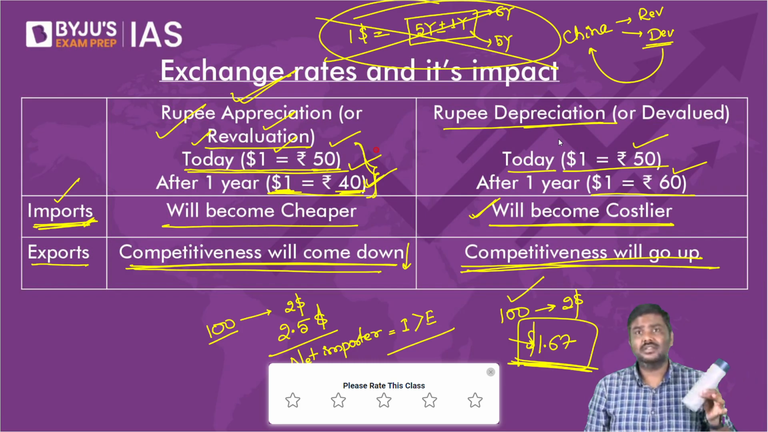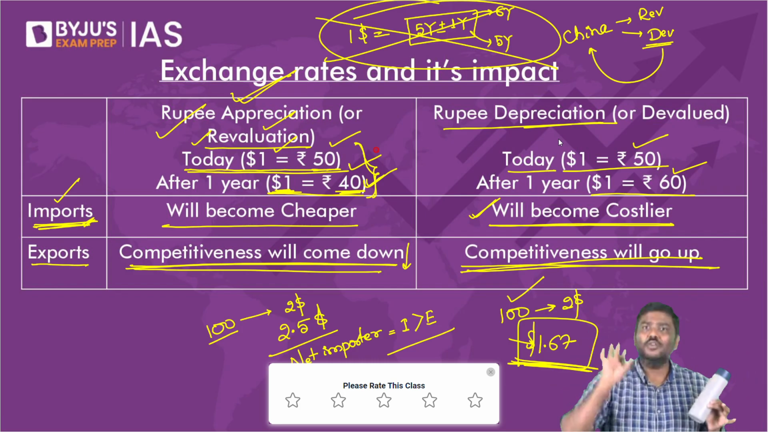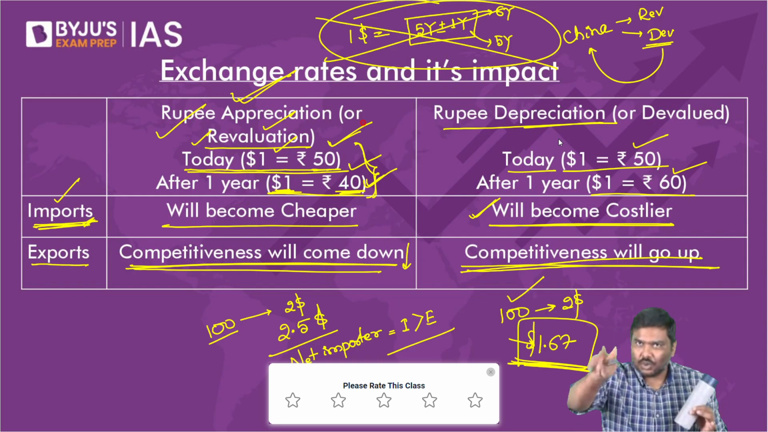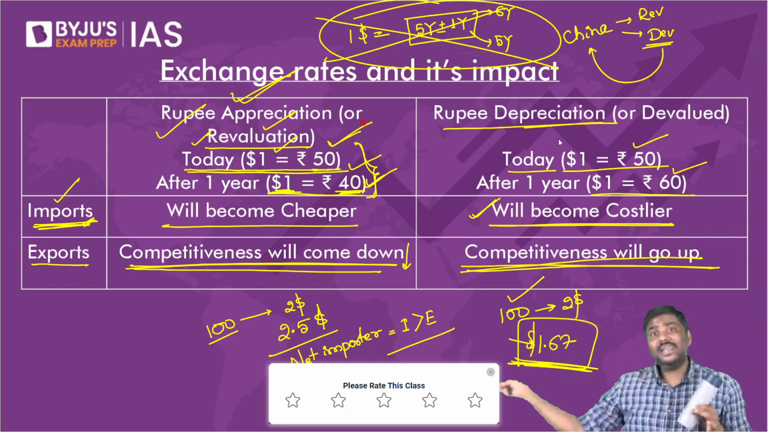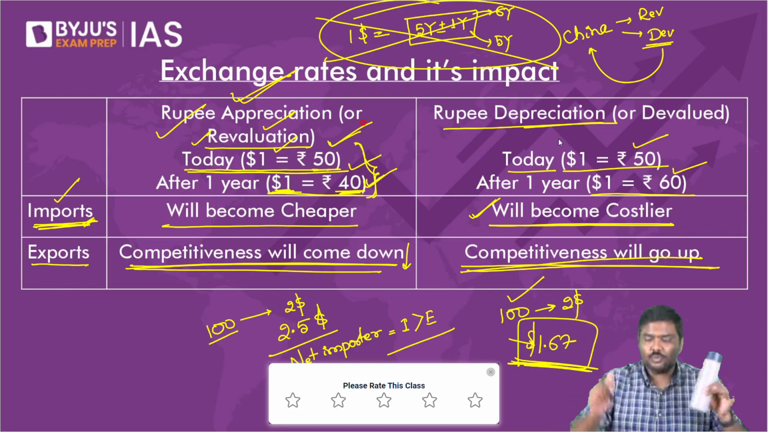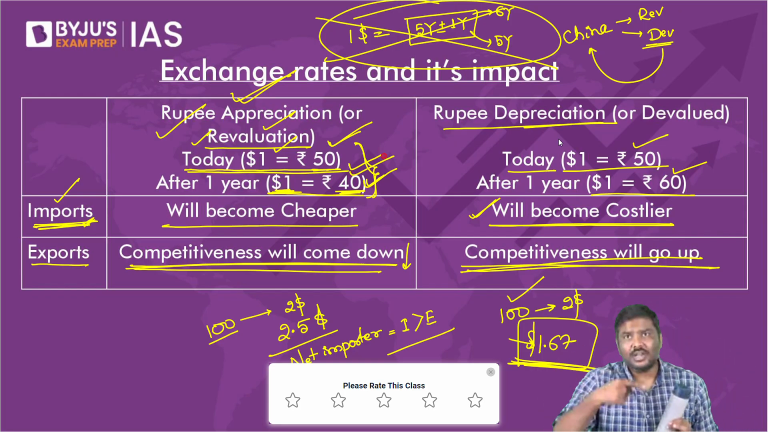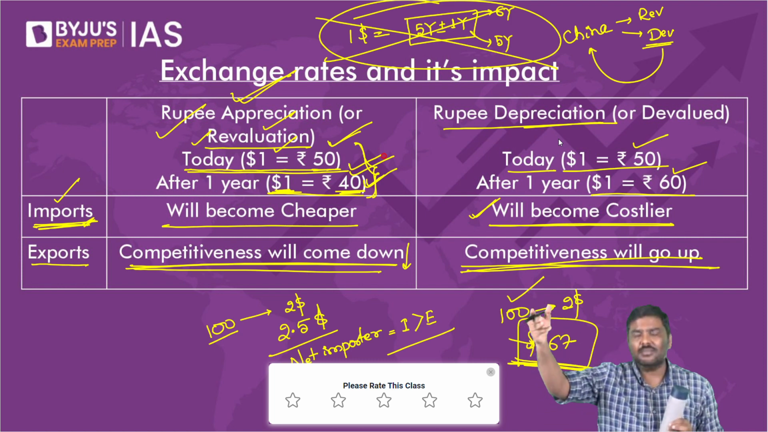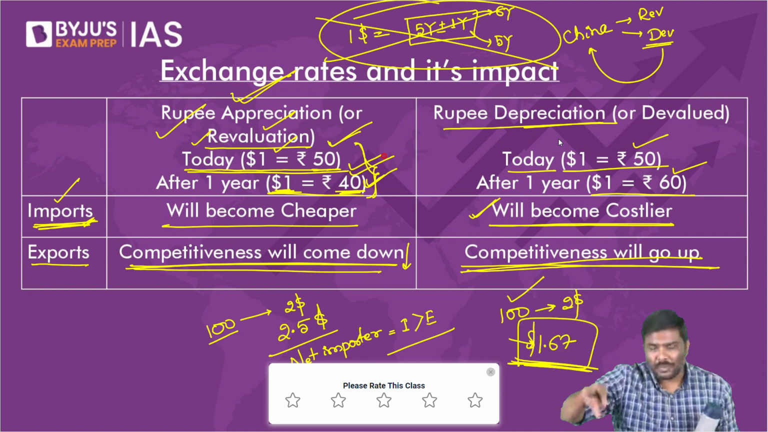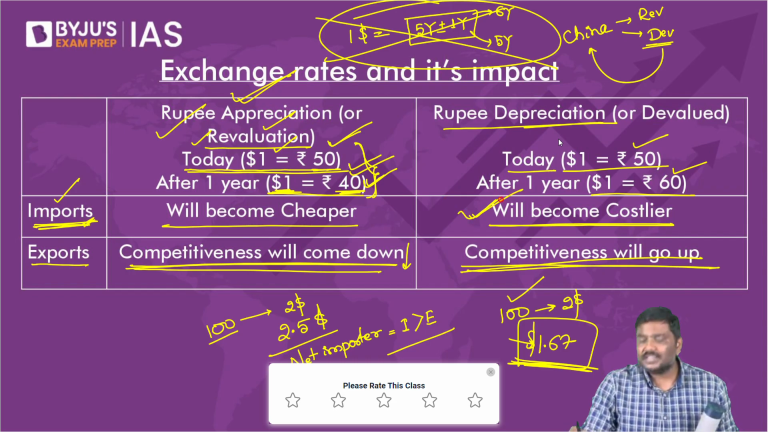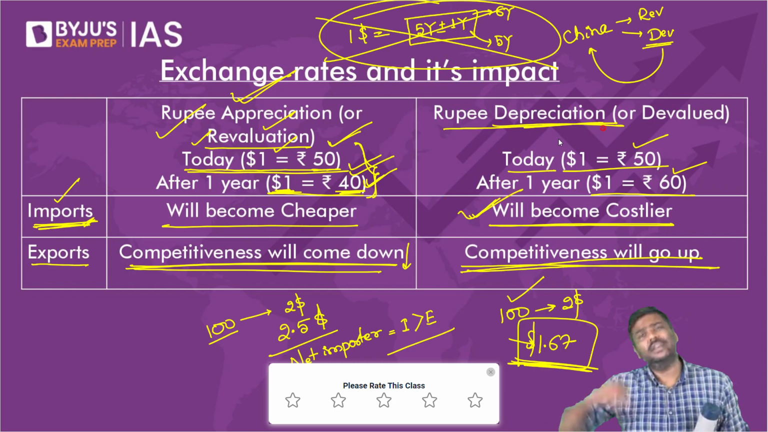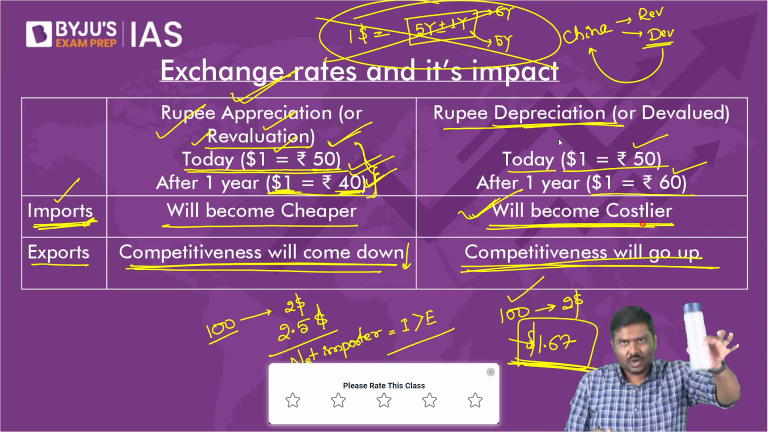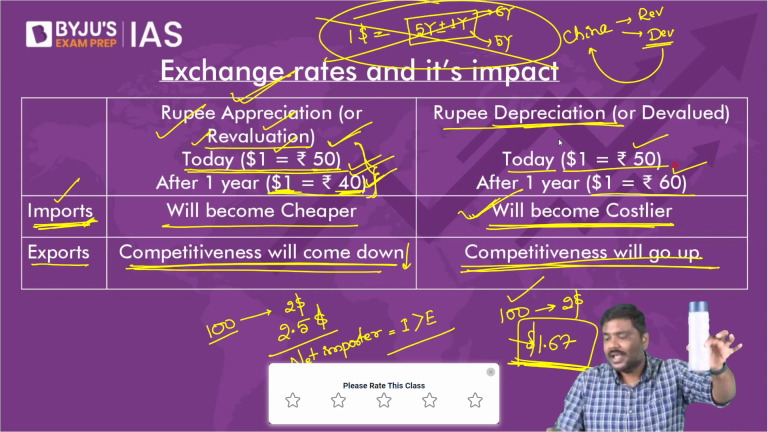Import will become cheaper. Now imagine you are exporting this. You want to earn 100 rupees. So if you export it today, you will have to export it at $2. After 1 year, if you export it to earn 100 rupees, you will have to export it at $2.50, which means your export prices have increased in the international market. They'll become less competitive.